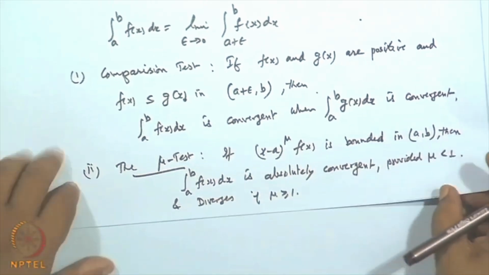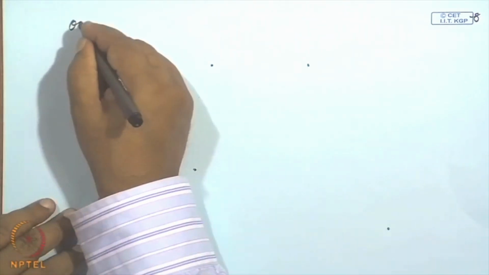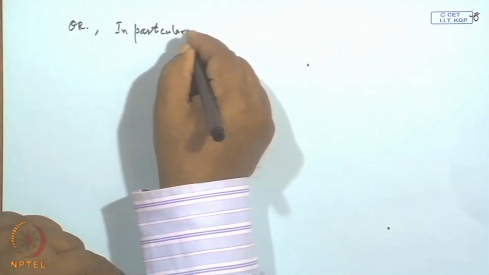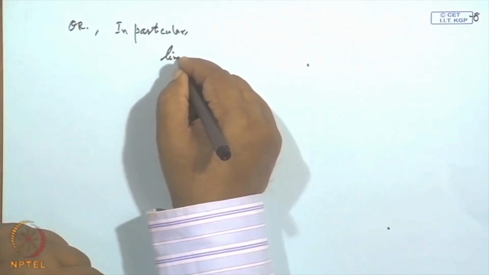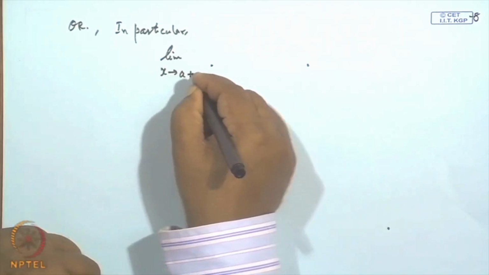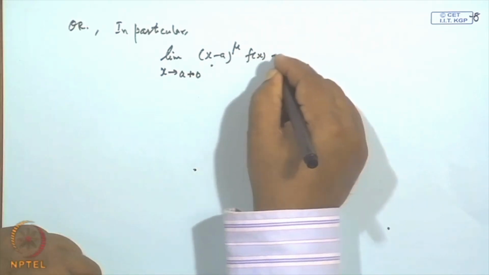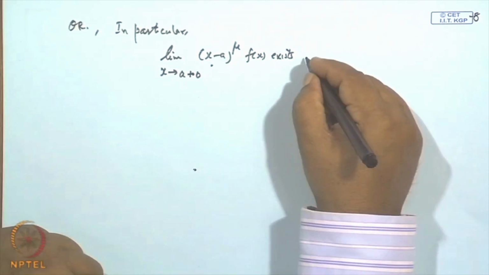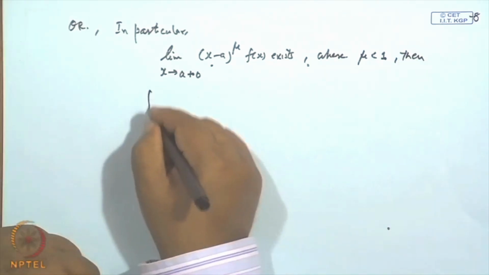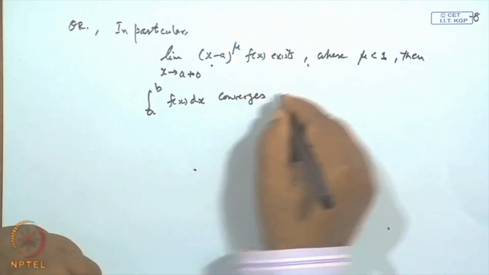Or equivalently, we can say in terms of the limit, in particular, if the limit of (x minus a) to the power mu times f(x) as x tends to a plus 0 exists, where mu is less than 1, then the integral from a to b of f(x) dx converges absolutely.